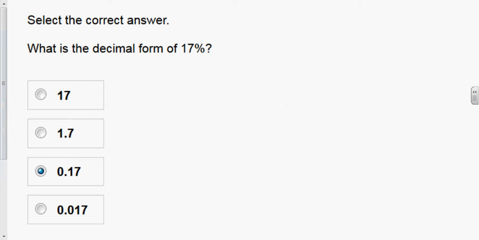What is the decimal form of 17%? When you have a percent, you can convert that to a decimal by moving the decimal place 2 places over to the left, and that gives you 0.17.